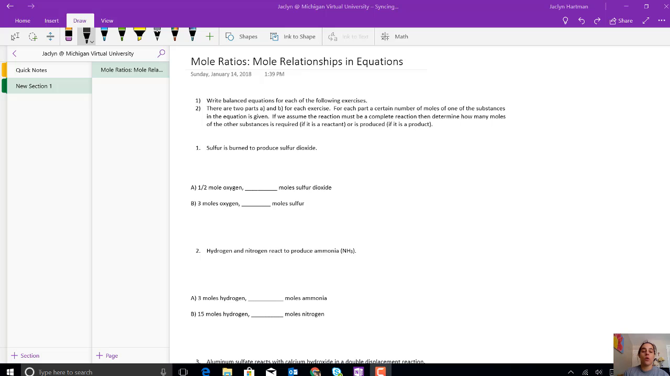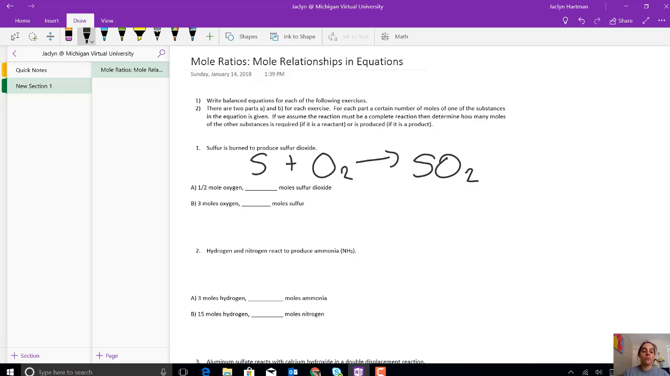So let's take a look at number 1. We have sulfur, which is S, is burned. Anytime something's burned, that's a combustion reaction. So O2, oxygen, is our other reactant, and it's going to produce sulfur dioxide. And if we take a look at that reaction, it's already balanced. There's 1 sulfur on the left and 1 sulfur on the right. There are 2 oxygens on the left and 2 oxygens on the right.